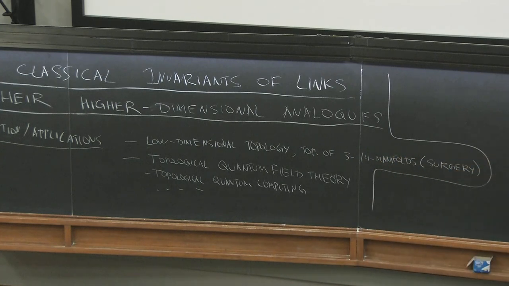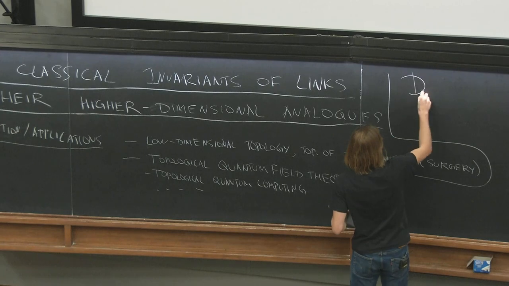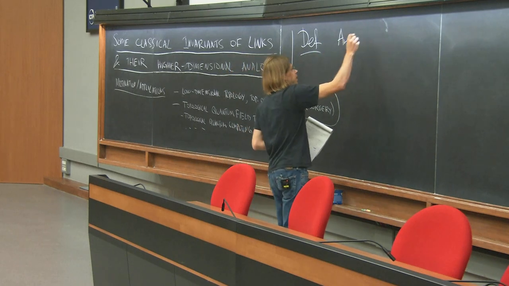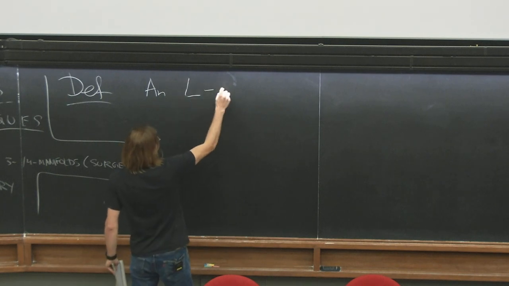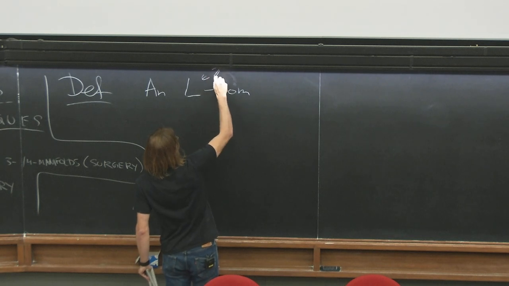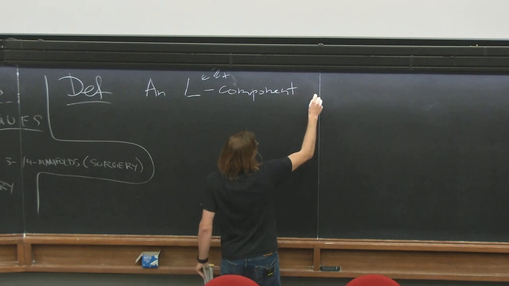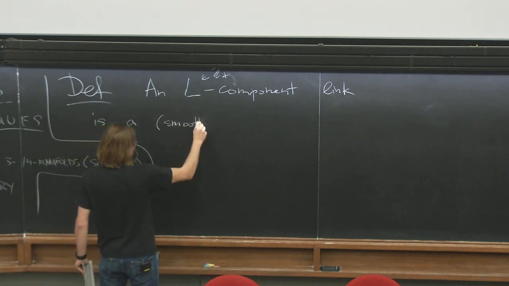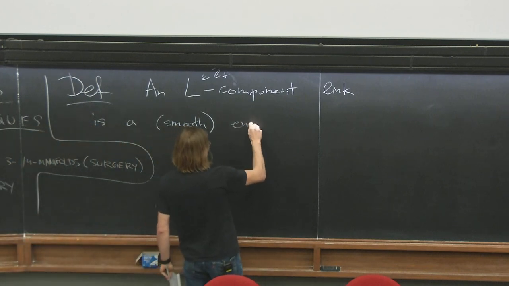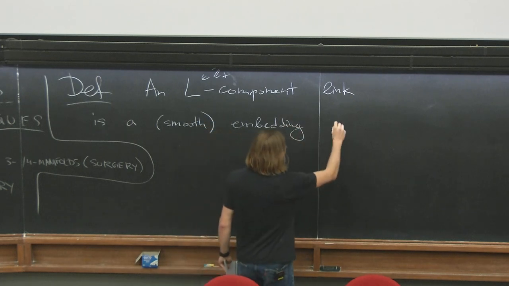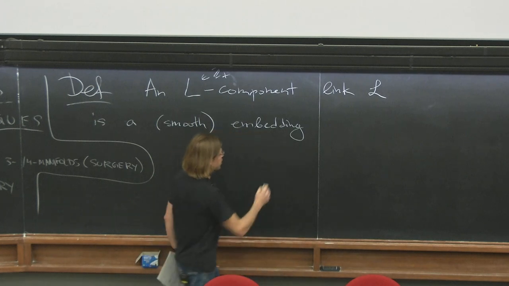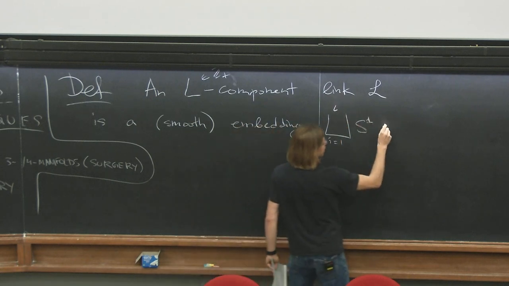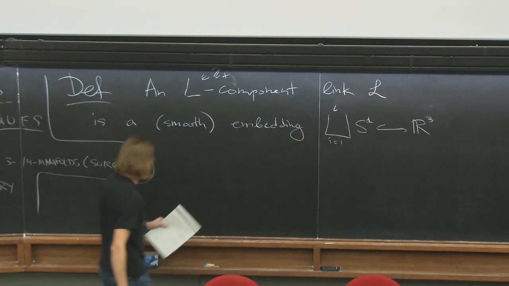So many of you have probably encountered the usual notion of link, but let me define it anyway. There are different variations, so what I will use is the following. An L component link, where L is some positive integer, is, and I will assume that it's smooth to avoid some technical difficulties, a smooth embedding of a disjoint union of L copies of a circle into R3, the three-dimensional Euclidean space.